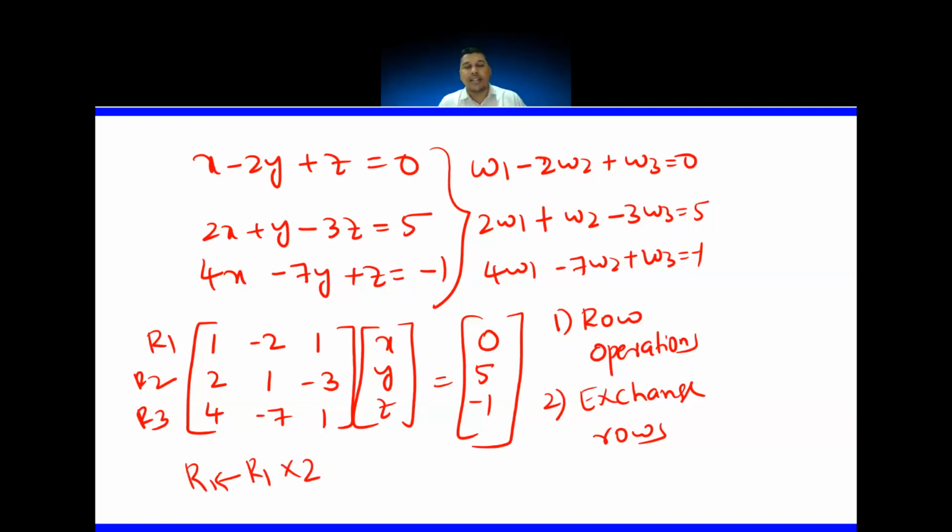Okay, so my target is to solve it, right? By doing row operations, we can solve this and find out the values of x, y, z, right? For this problem, let us see how we do row operations.